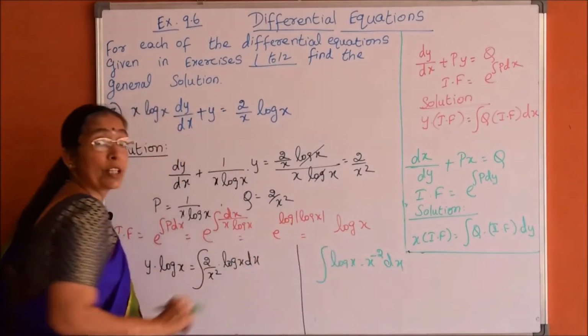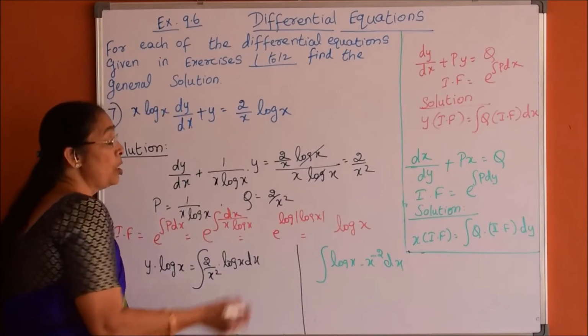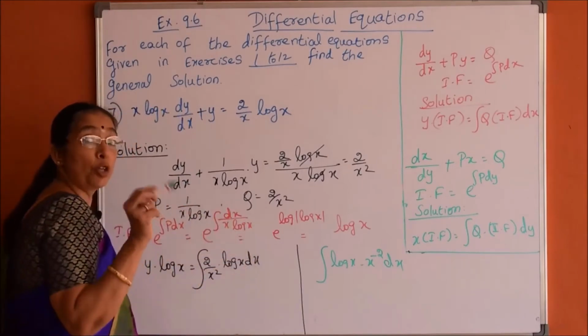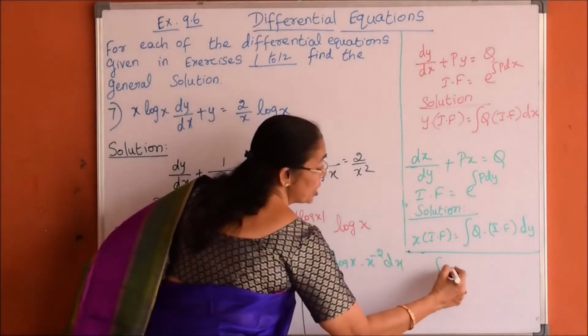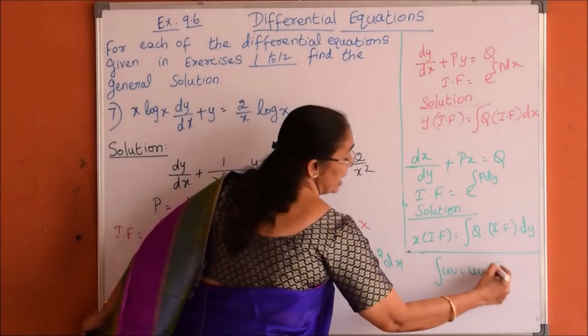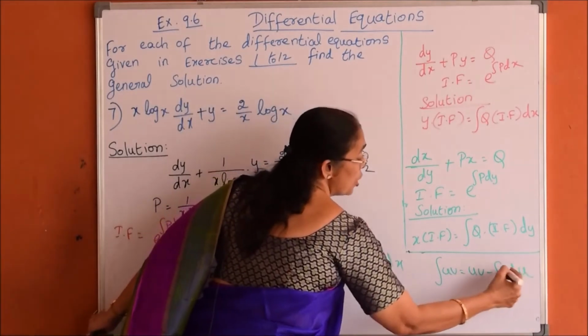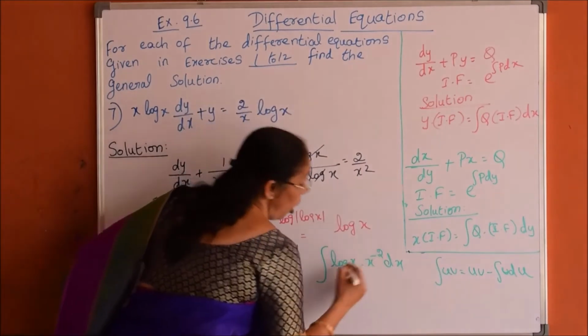So the integration of log x to the power of minus 2 dx can be done by the product rule. In the product rule, the integration of uv, that is the integration of u function into v function, is uv minus integration of v du. So in this, we consider our u function as log x.